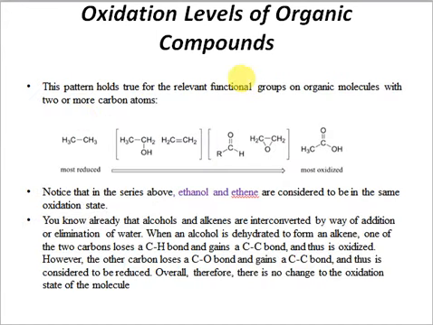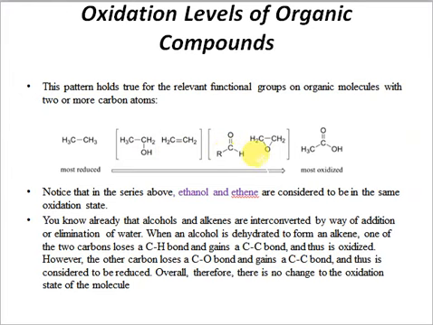Similarly, if you have an organic compound with two or more carbons, we can also see that. Here, the ethane molecule with two carbons is the most reduced form because it has the maximum number of hydrogens attached. Then come the alcohol and the alkene. Always remember that alcohol and alkene both have the same oxidation number, the same oxidation state.